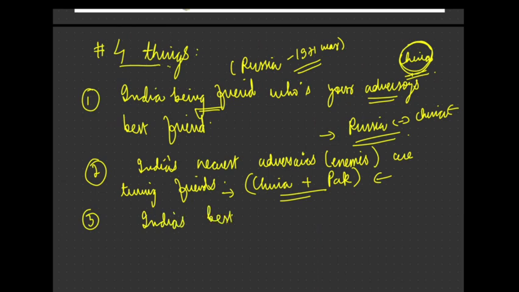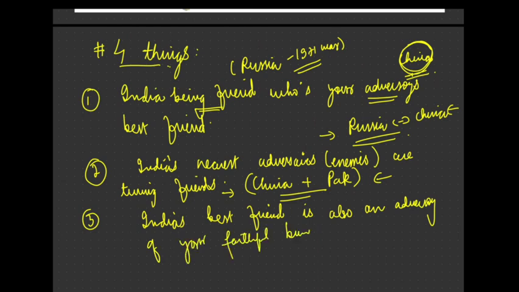India's best friend is also an adversary of your faithful friend. So who is India's best friend currently, if you can say? The USA. So the USA is also the adversary of your faithful friend. Who is the faithful friend? The USSR, now you can say Russia.